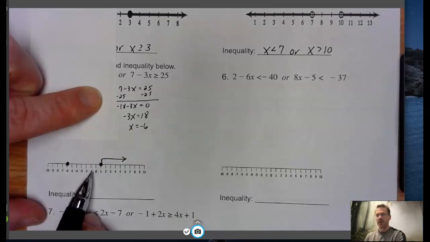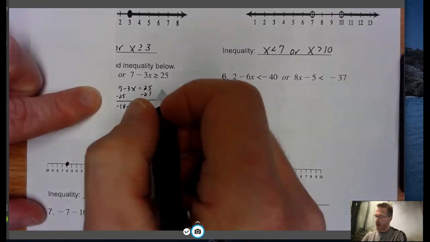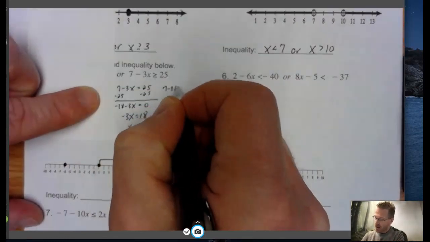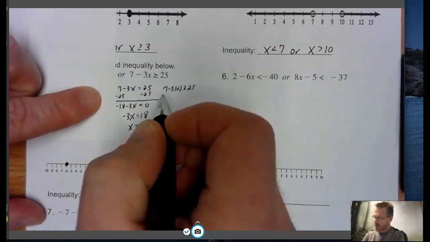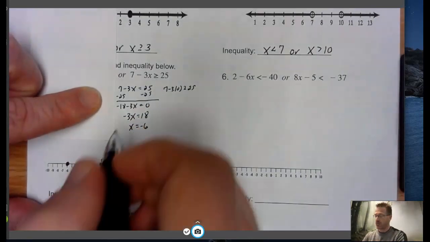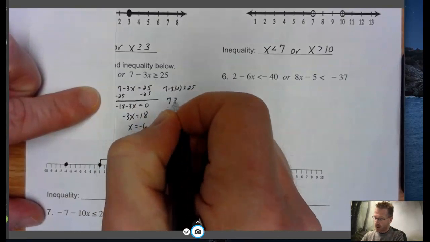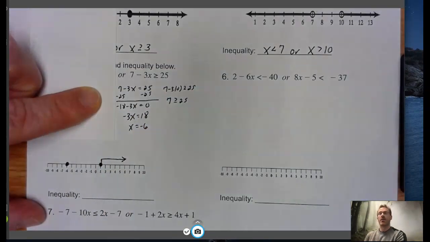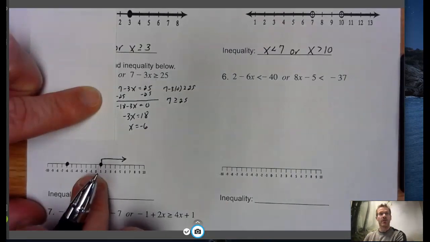And then once again, let's test 0. So 7 minus 3 times 0 is greater than or equal to 25. Well, -3 times 0 is 0. So this would be just 7 is greater than or equal to 25. Well, 7 is not greater than 25. That's false.